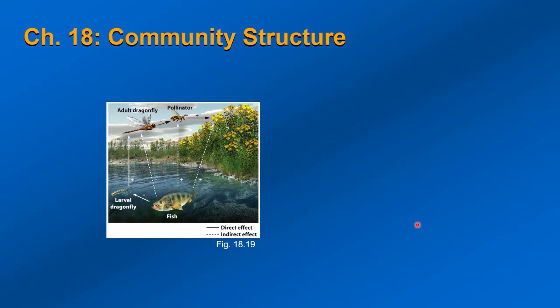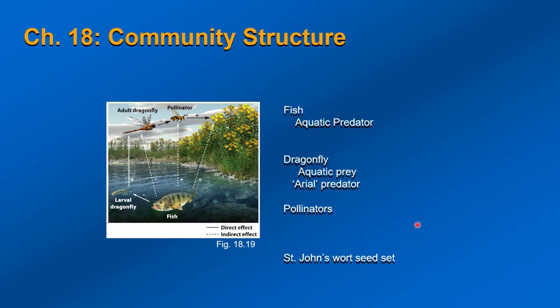And so here is sort of the trophic cascade concept again, but also showing you the linkages. So we have fish, which are the aquatic predators. We have dragonflies, which are aquatic prey for the fish in the larval form, as well as aerial predators on the pollinator in the aerial form, the adult form. We have pollinators and we have St. John's wort seed set. So without fish, that releases the dragonflies.